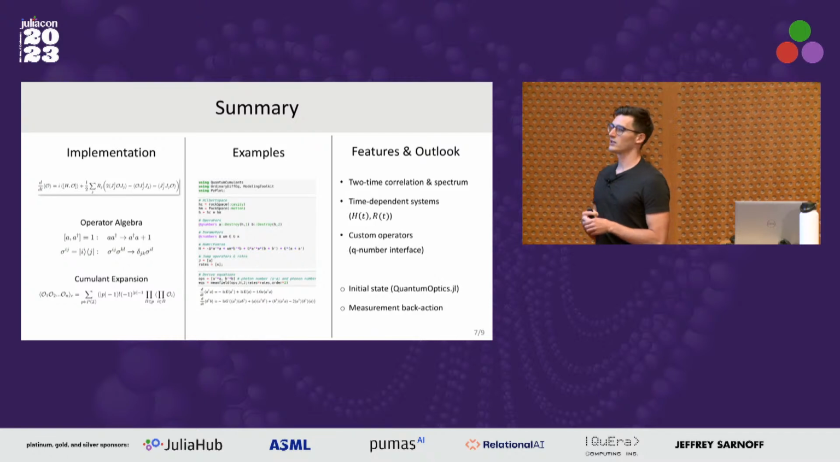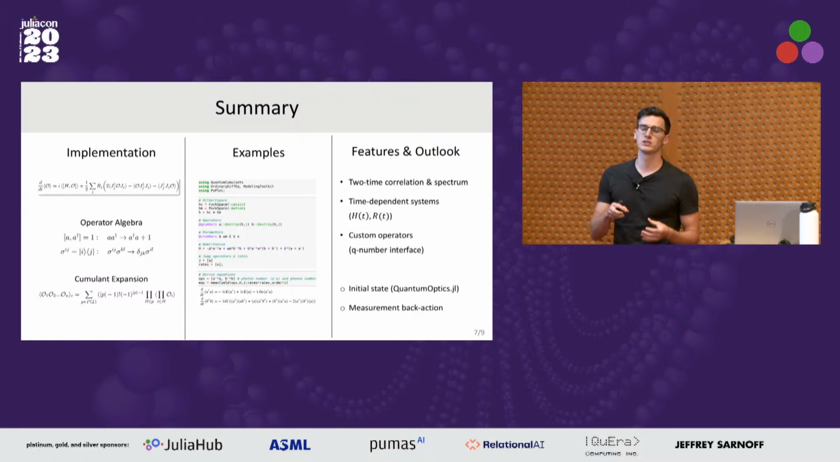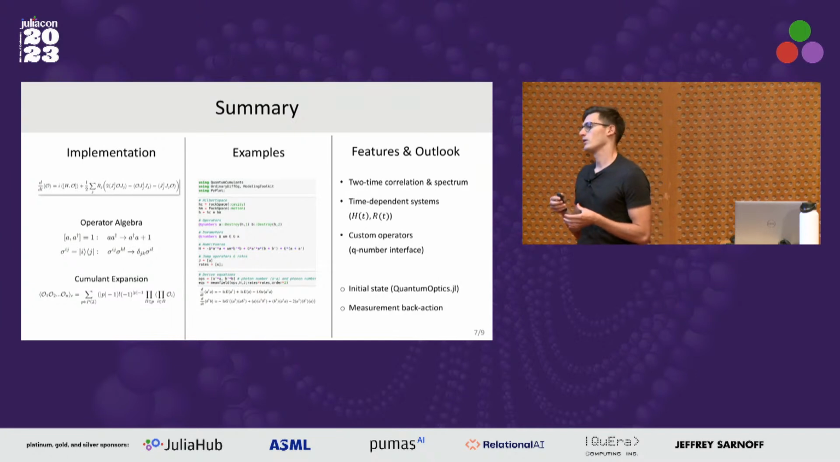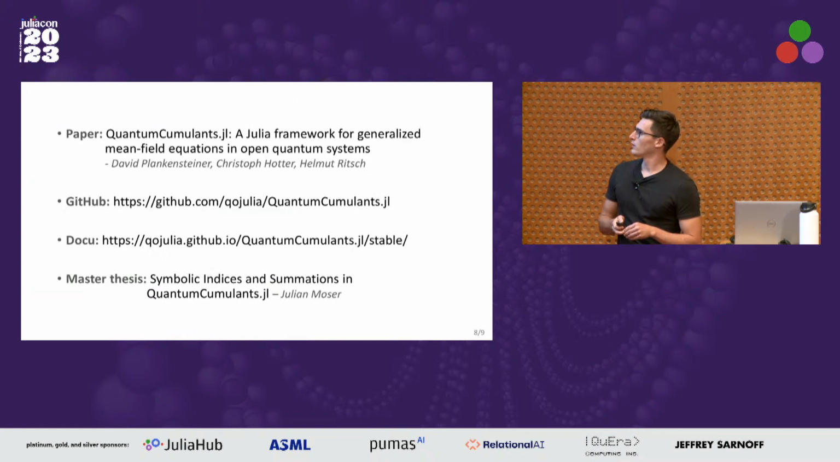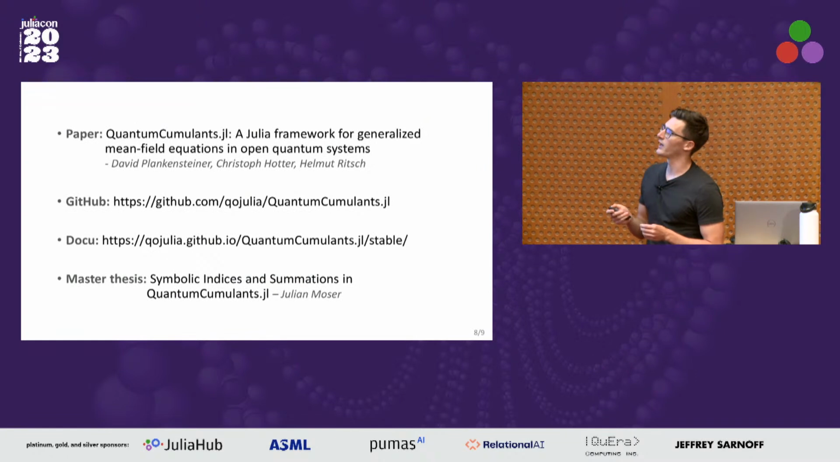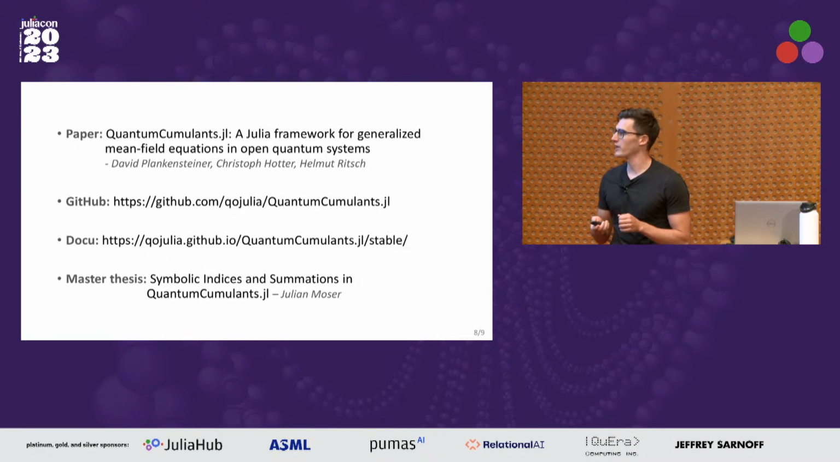And another thing that some people are interested in is to include measurement back action, which basically just enters as an additional stochastic term in the equations. Okay, yeah, if you're interested, we have a paper on it. We have, of course, a GitHub repo and a documentation, and there's also a master thesis on the symbolic summations.